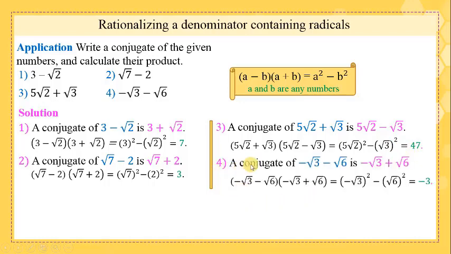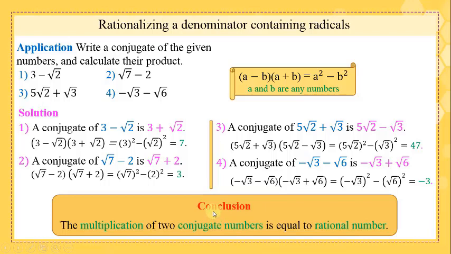Finally, 4. A conjugate of minus radical 3 minus radical 6 is minus radical 3 plus radical 6. Their product is equal to minus radical 3 to the power 2 minus radical 6 to the power 2, and this is equal to minus 3. Conclusion. The multiplication of two conjugate numbers is equal to a rational number.